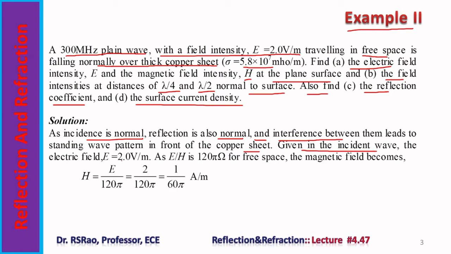Given in the incident wave, the electric field E is 2 volts. E by H is 120 pi, that is eta. So therefore H is E by 120 pi. It becomes 1 by 60 pi amperes per meter.